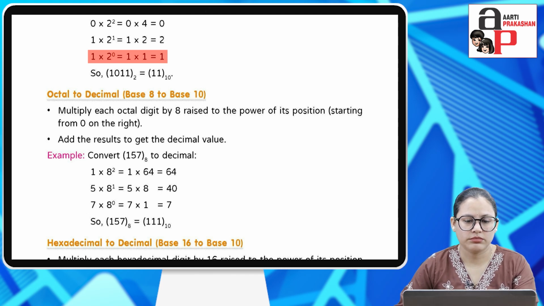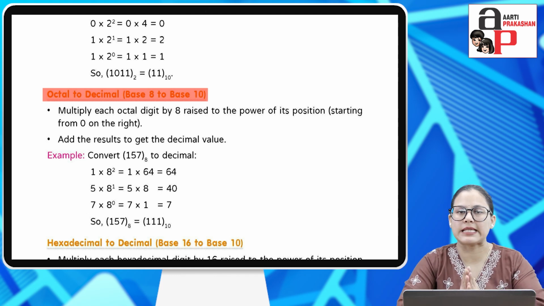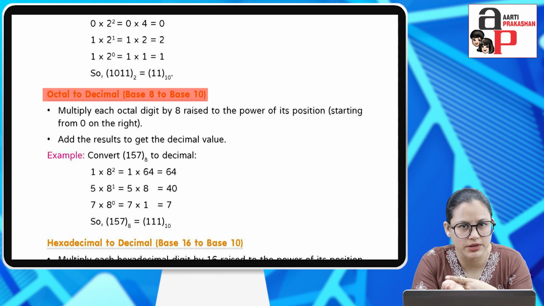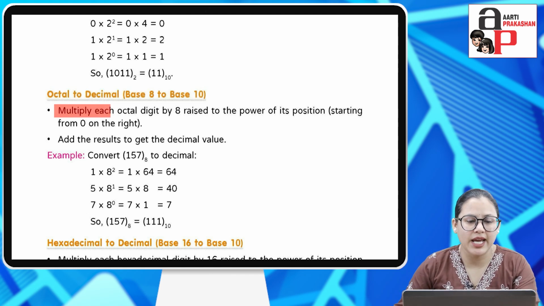And now, add the numbers. Okay. Results: 8 plus 2, 10, plus 1, 11. Okay. So 11 base 10. Okay. Next, octal to decimal, base 8 to base 10. Now, in the octal number system, the base is 8 and we have to convert into the decimal number system, where the base is 10. You already know that. So, multiply each octal digit by 8 raised to the power of its position starting from 0 on the right.